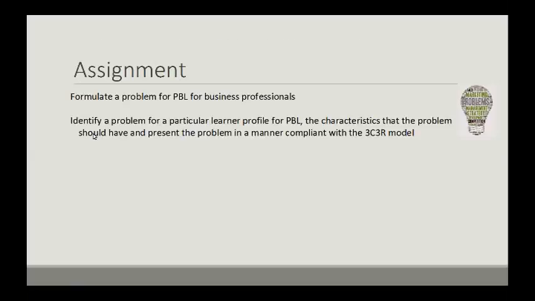The assignment requires you to formulate a problem for problem-based learning for business professionals. Identify a problem for a particular learner profile for problem-based learning, the characteristics that problem should have, and present the problem in a manner compliant with a 3CR3 model. In the next unit, we will look at the different roles in problem-based learning and supporting these roles.